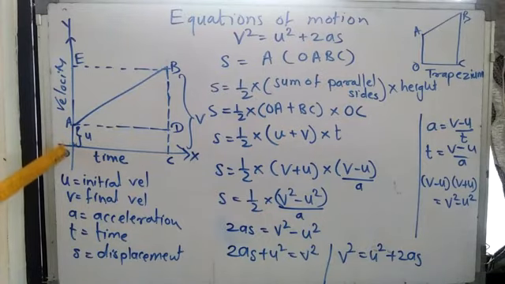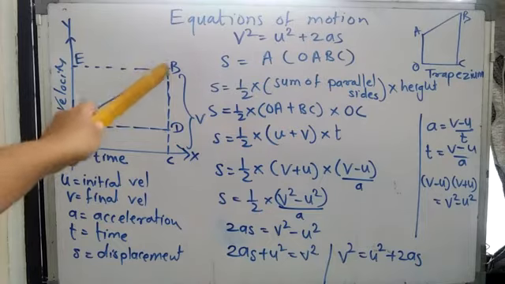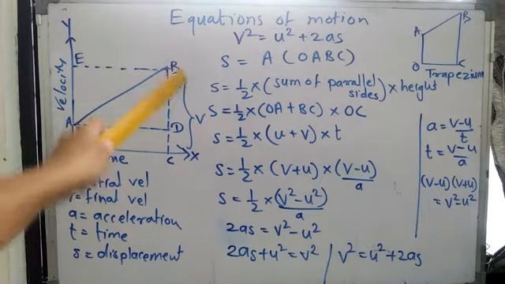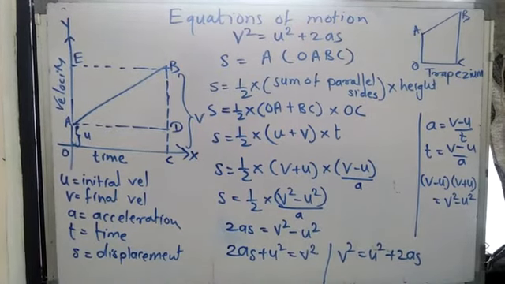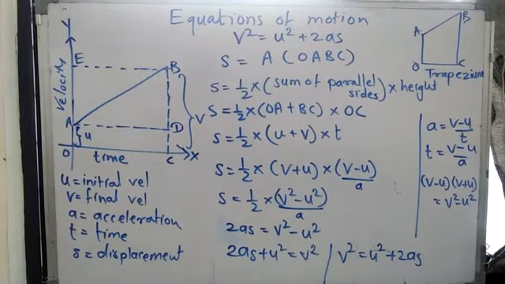Here we have the quadrilateral OABC, a closed figure. Now in the second equation we split that figure into two parts, triangle and rectangle. In this third equation we have to take this quadrilateral as a whole. So this quadrilateral is nothing but a trapezium. As it is a trapezium, we have to use the formula of area of trapezium.